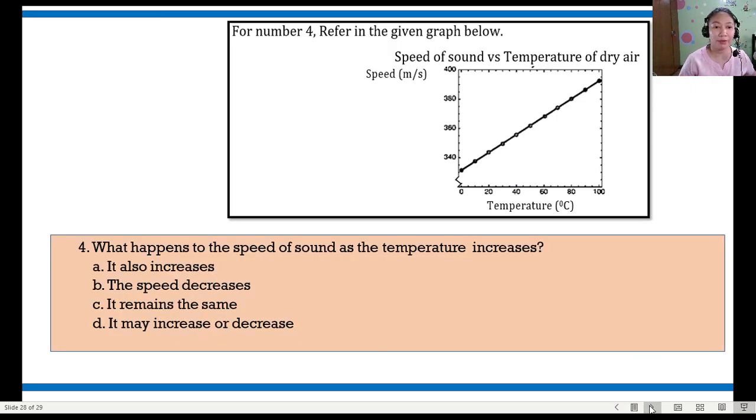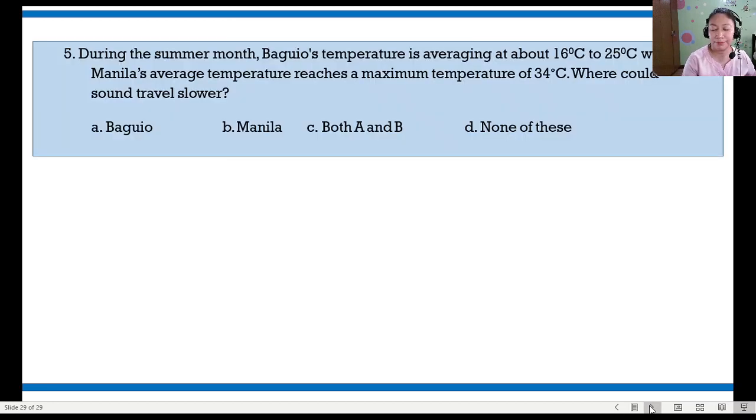And in number 4, letter A, it also increases as the temperature increases. And number 5, the correct answer is A, Baguio, because the sound travels slower in a cold area, which is Baguio.